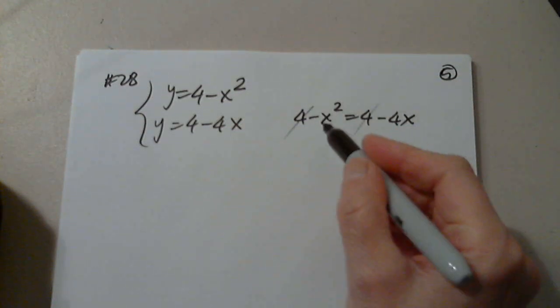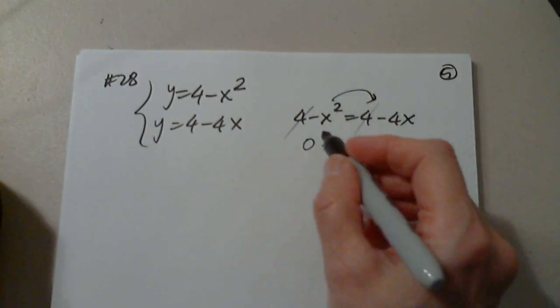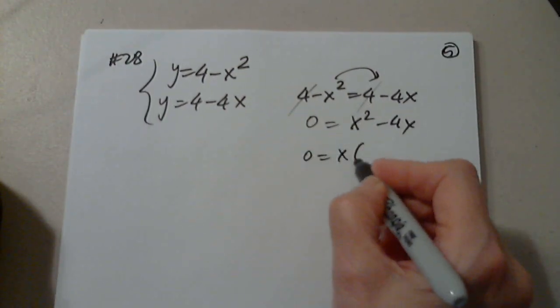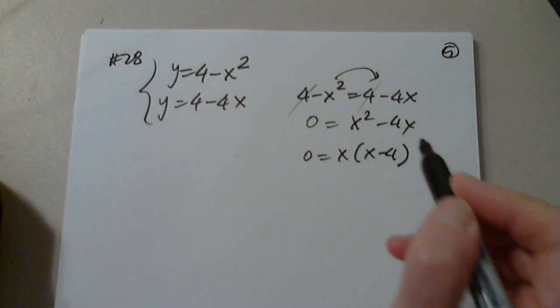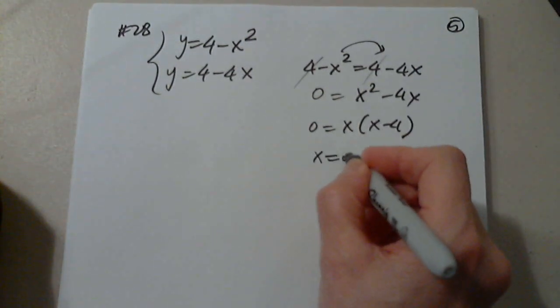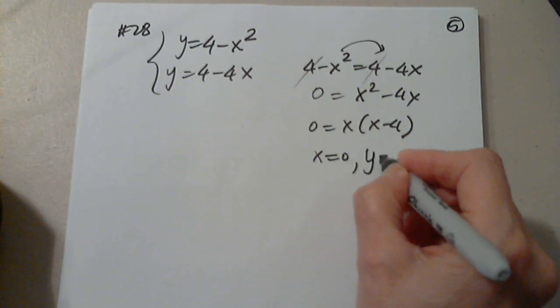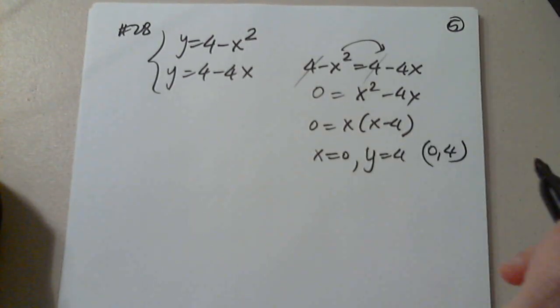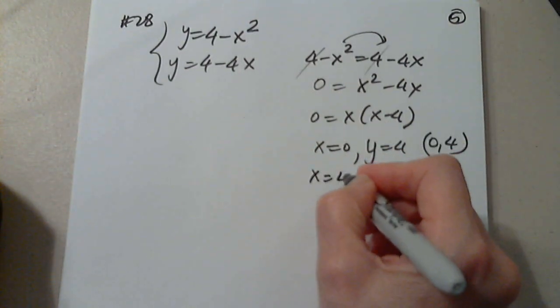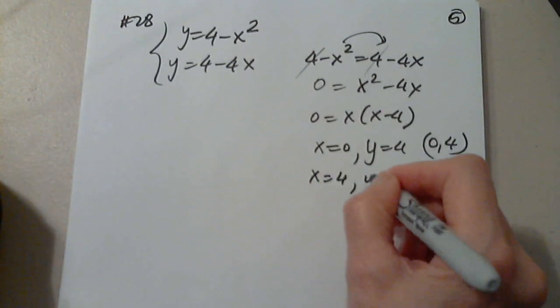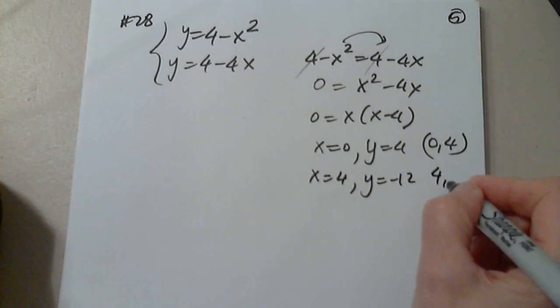I have 0 equals, I move this term because it's negative, and I factor out x, and I have x minus 4. So I have 2 points of intersection: x equals 0, y equals 4, so (0, 4). And x equals 4: 4 minus 16 is negative 12. So (4, negative 12).